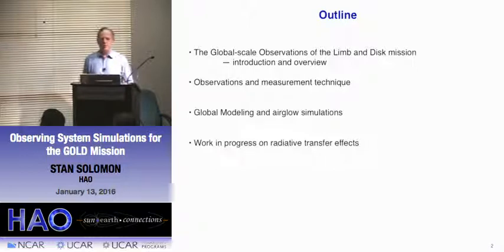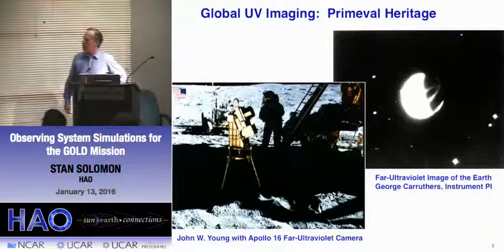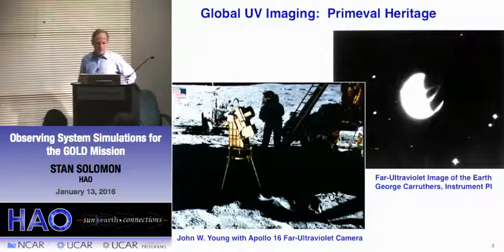So I'm just going to give an overview of this mission. It's called the Global-scale Observations of the Limb and Disk, or GOLD. I'll give a brief description of the instrument and the measurement technique. Then I'm going to talk about what I've been doing, these modeling and airglow simulations, which I think are very important for this type of remote sensing observation, and a little work-in-progress stuff I've been doing over the holidays on radiative transfer. The idea of global imaging of the Earth, of course, dates back to the Apollo program.